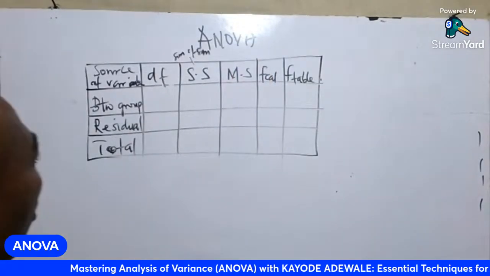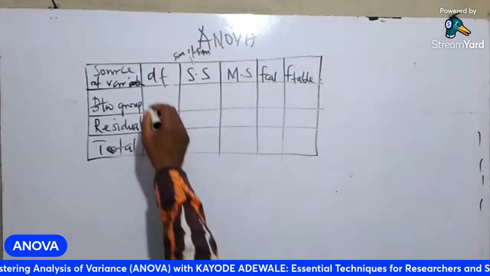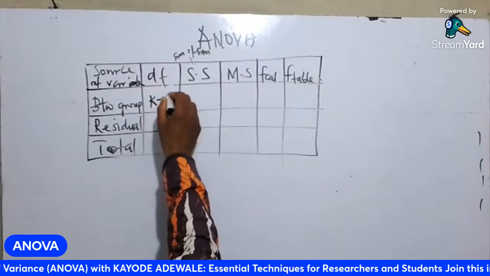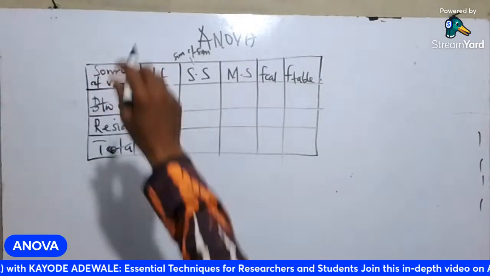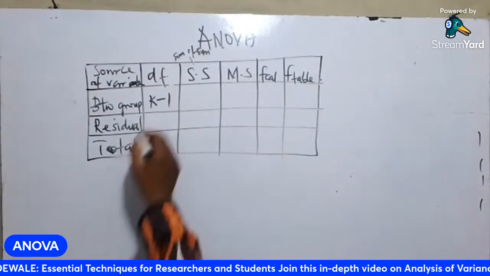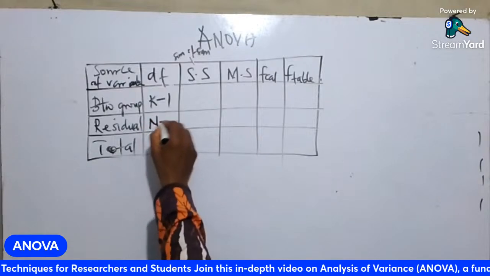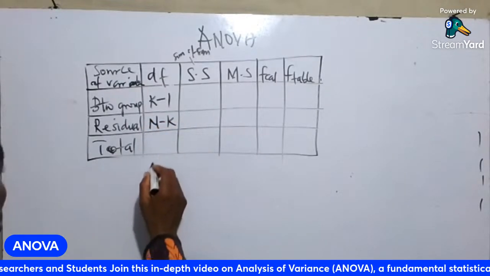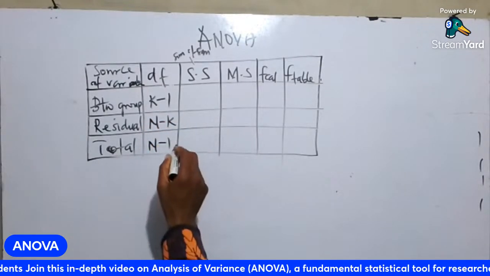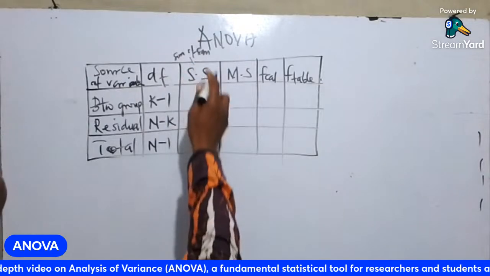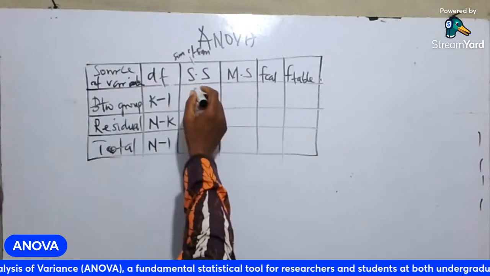Mean square. Under the degree of freedom, between group is k minus 1. I will tell you the meaning of the k. Then the residual is n minus k, and the total here will be n minus what? N minus 1.